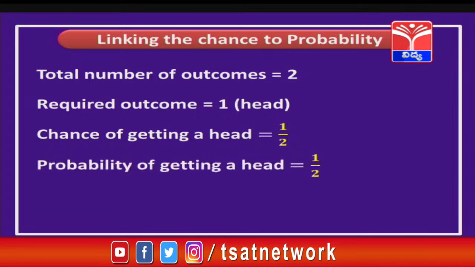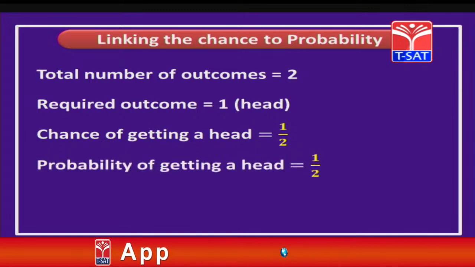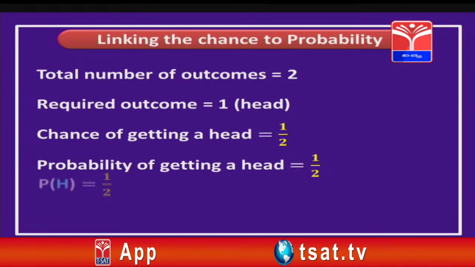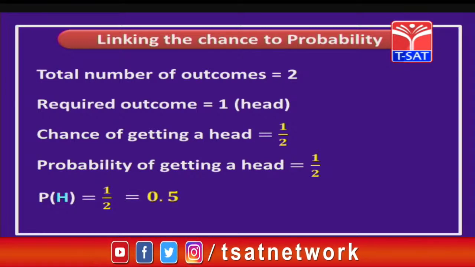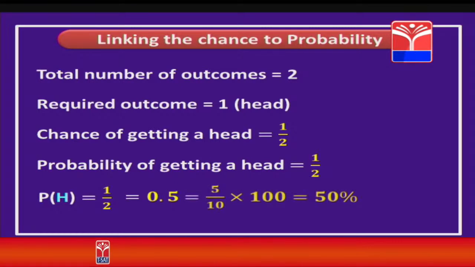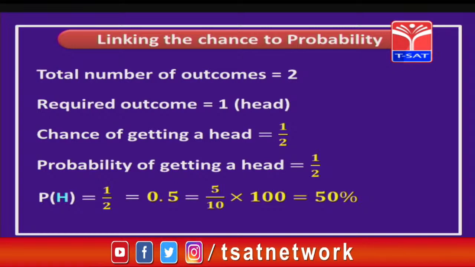This chance of getting a head we call the probability of getting a head, and that is equal to 1 by 2. So, children, I represent P of H as 1 by 2. Now, 1 by 2 can be represented as 0.5. So the probability of getting a head is 0.5 or 1 by 2. Let us convert this into a percentage: 5 by 10 into 100 gives 50%. So the probability of getting a head on tossing a coin is 50% or 0.5, or 1 by 2.